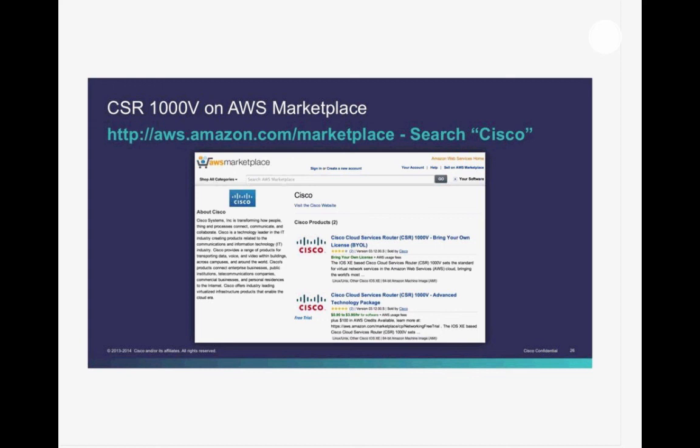So depending on which one you want to try out, you can go ahead and click on one of those, and that's just a few more button clicks after that to accept the license and tell it which VPC you want it in and IP addressing and that sort of stuff, and it'll provision it right into your Amazon VPC if you want to try out the product that way.